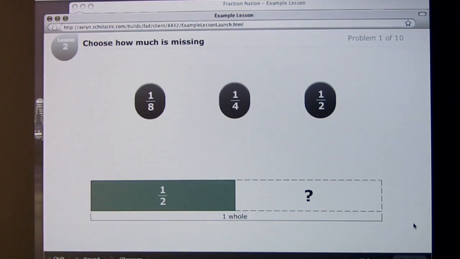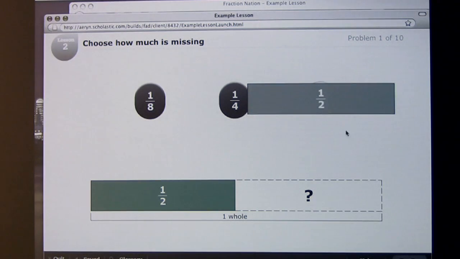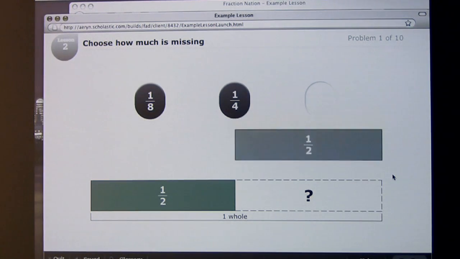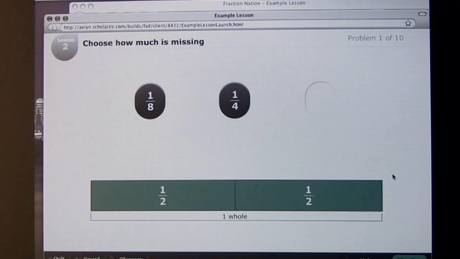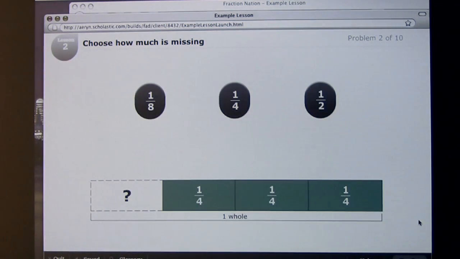How much is missing? So these are carefully constructed problems that will go in a sequence, and here we're having to determine how much is missing. All right, I'll complete that whole list.